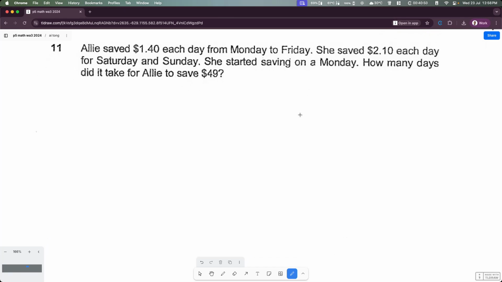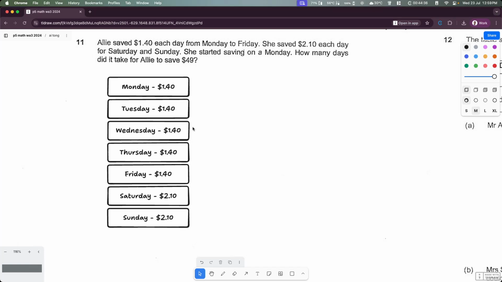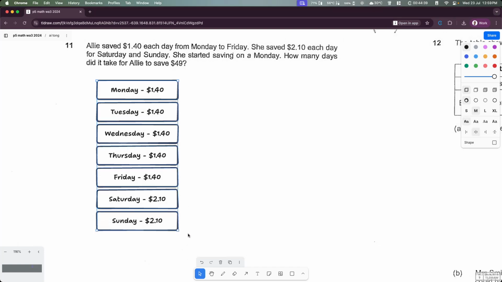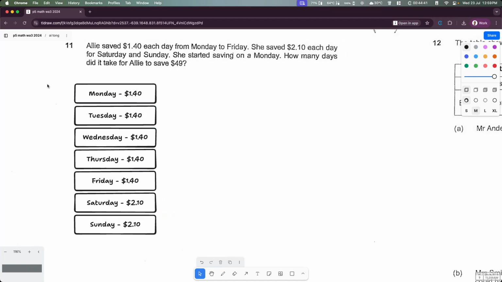Okay, so in a way, we can visualize this. All right, so it looks something like this. Right, so from Monday to Friday is $1.40, and then Saturday, Sunday is $2.10. Okay, so in a way, 1 week is equal to, Monday to Friday is 5 days, so 5 times 1.40 plus 2 days, weekends, times $2.10.